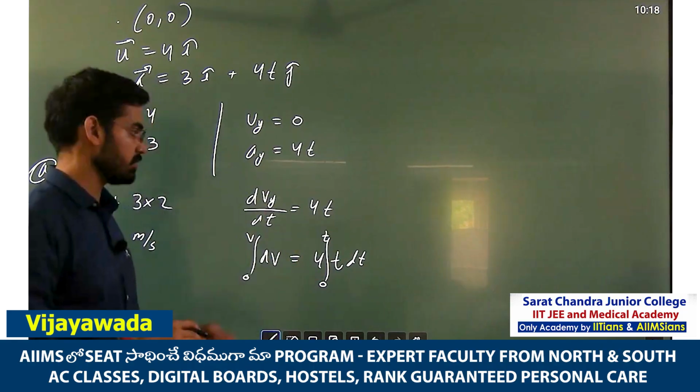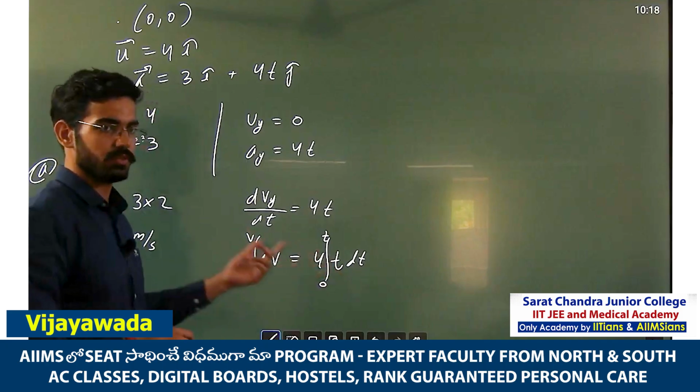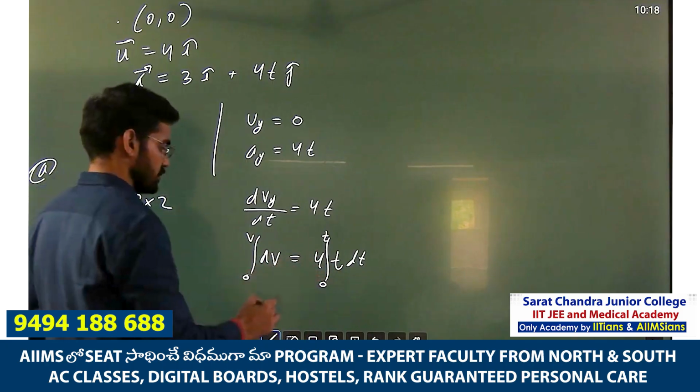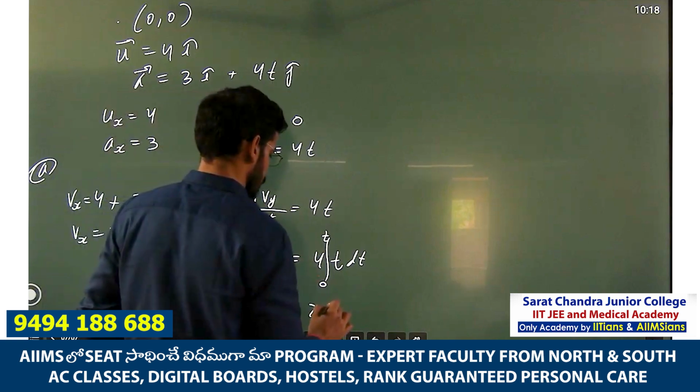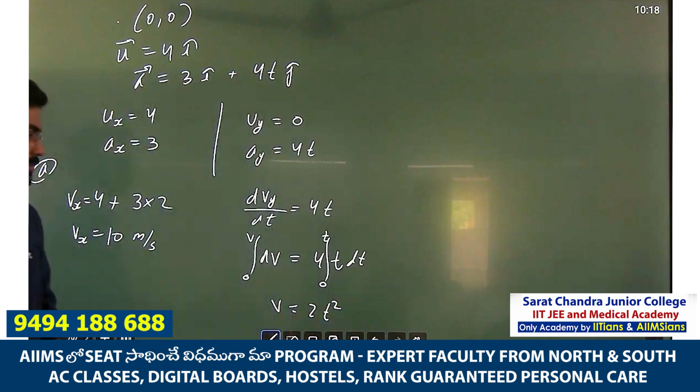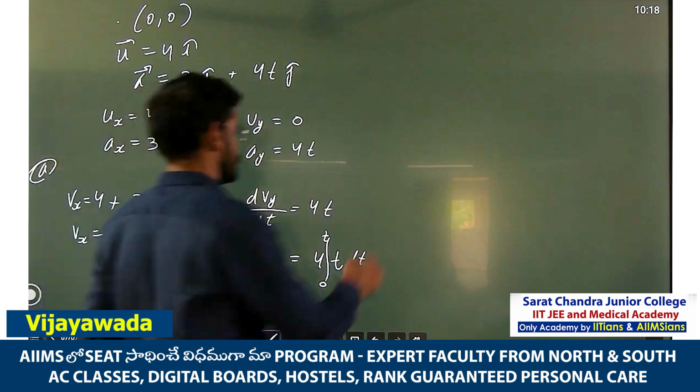Why am I not putting 2? Because I have to get the position also. So again I have to integrate, right? That's why. So v equals 2t square. From here you can put the value t equal to 2 and you can get the velocity, but I need the position also.